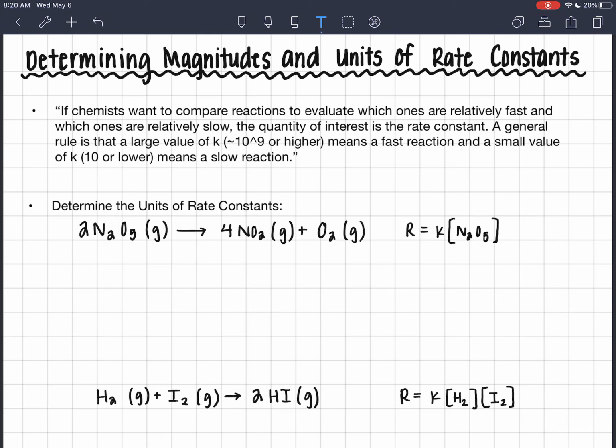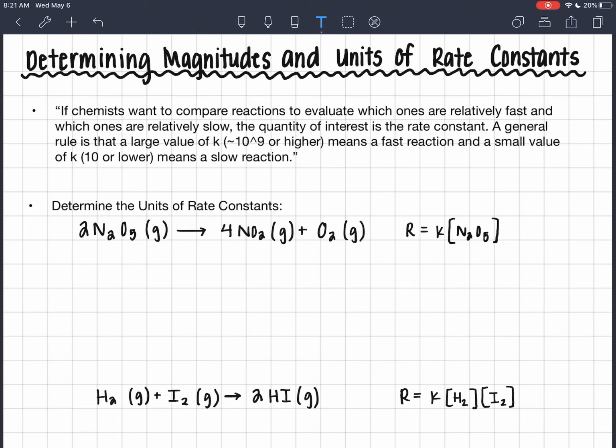If chemists want to compare reactions to evaluate which ones are relatively fast and which ones are relatively slow, the quantity of interest is the rate constant. A general rule is that a large value of k, 10 to the 9th power or higher, means a fast reaction, and a small value of k, 10 or lower, means a slow reaction.